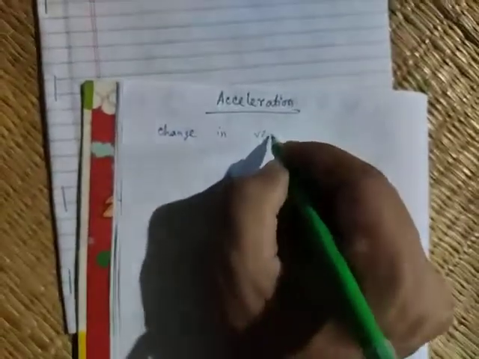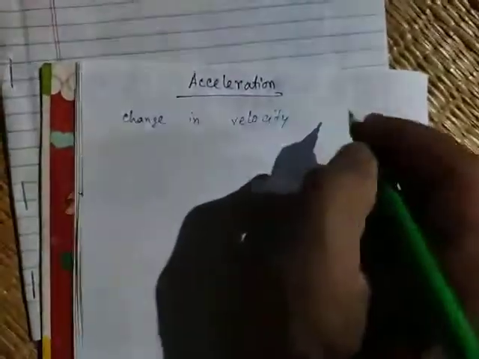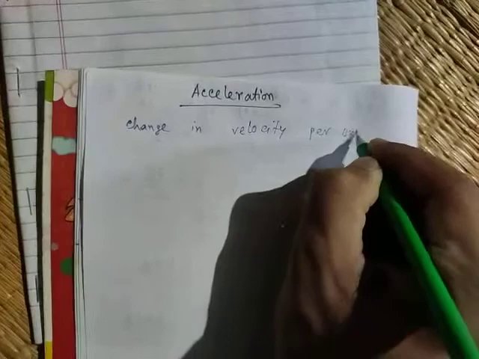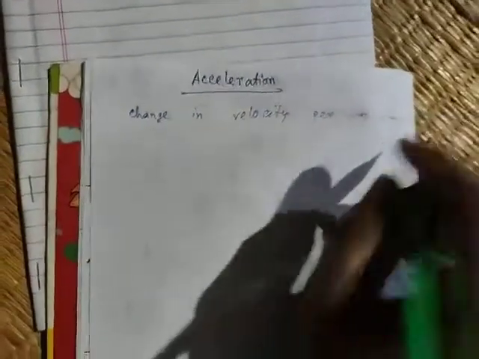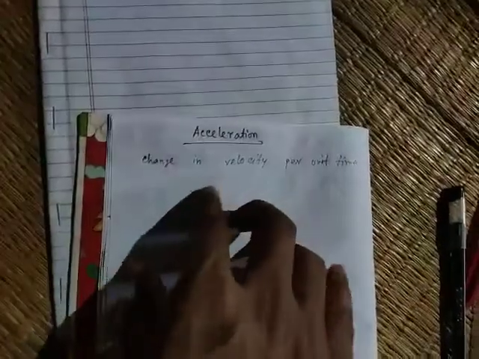Now I am telling the definition of acceleration. Listen carefully. Acceleration of an object is defined as the change in velocity per unit time. Change in velocity per unit time. I am writing. Acceleration is defined as the change in velocity per unit time. Understood why I have said the change in velocity?